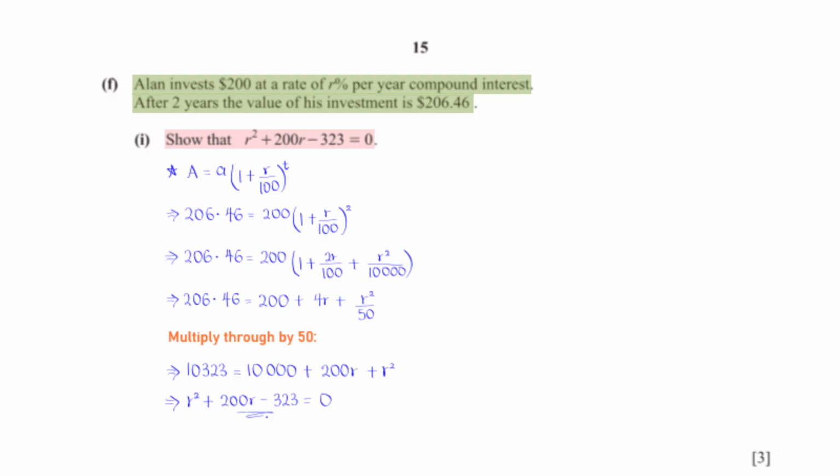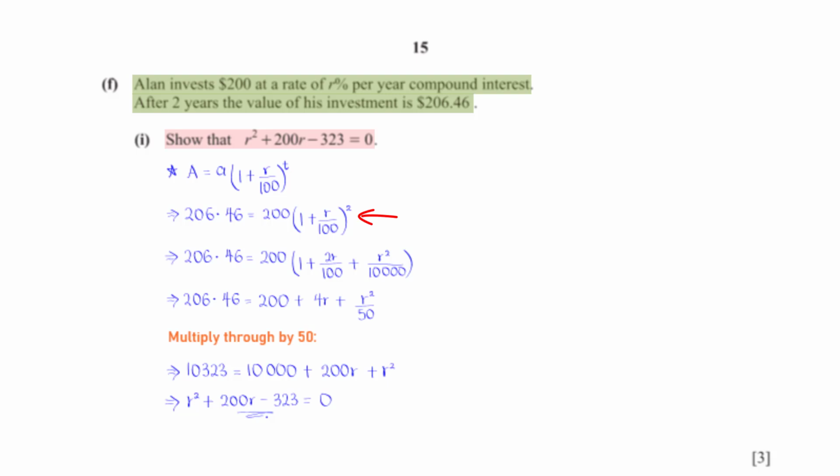In this case, we can apply the compound interest formula, where big A represents the value of his investment after 2 years, and this has been given as $206.46. Small a represents the initial amount he invested, and that has been given as $200. R is the rate, which has been given as R%, and T is the time duration in years for which his money was invested, and that is equal to 2.